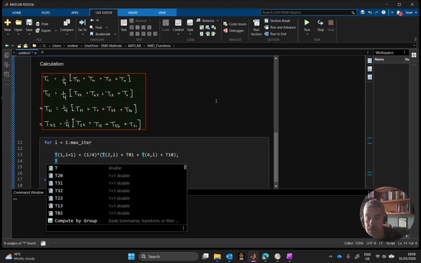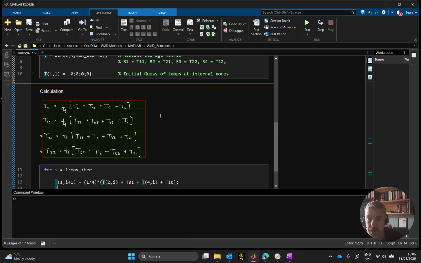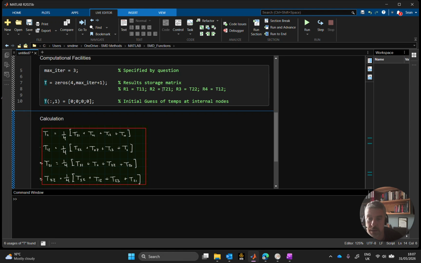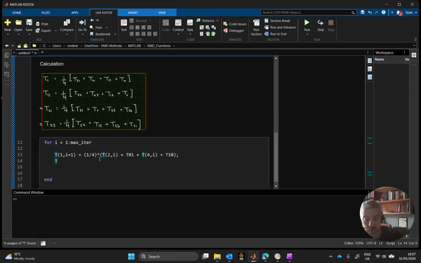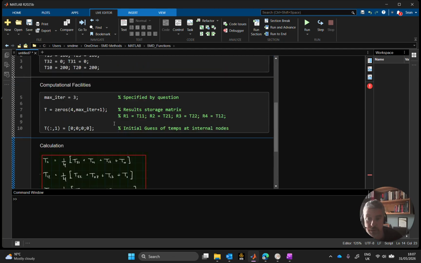Next, the next one that I'm looking for here is R2, T21, which is this formula here, third one down. T2 of i plus 1 is equal to 1 over 4 multiplied by, so again this is the third one down because we're shooting for T21.